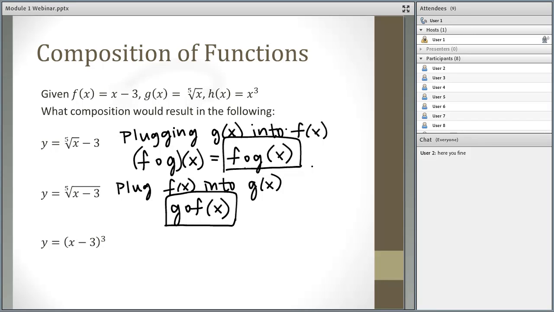So take a minute and think about what you would do to get y equals x minus 3 to the third. How would you get that?